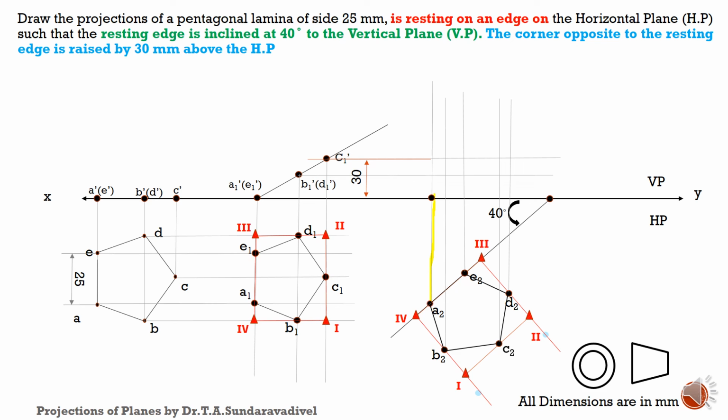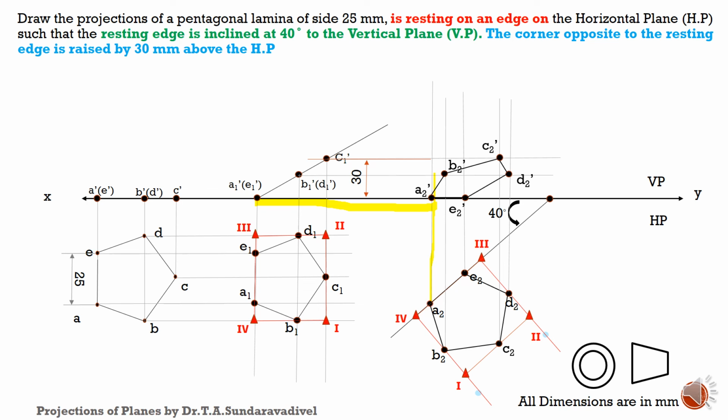Join A and A. We will get A2 dash. Similarly, B and B, B2 dash. C and C, C2 dash. D and D, D2 dash. E and E, E2 dash. Then join all the points in order so that we will get the final front view.